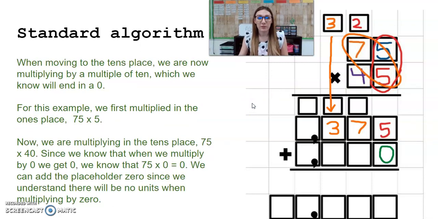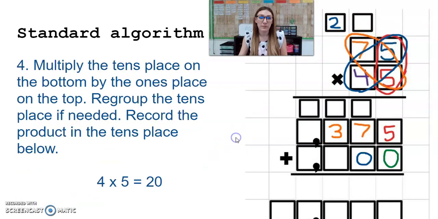So when moving to the tens place, we're now multiplying by a multiple of 10, which we know will end in a 0. For this example, we first multiplied in the ones place. We multiplied 75 times 5. Now we are multiplying in the tens place, so we're multiplying 75 times 40. Since we know that when we multiply by 0, we get 0, we know that if we multiply 75 times 0, it will be 0. So we can add this placeholder 0 since we understand there will be no units when multiplying by 0.